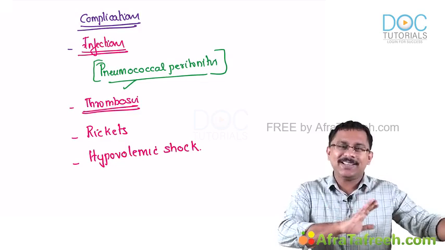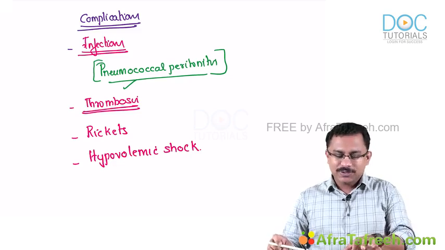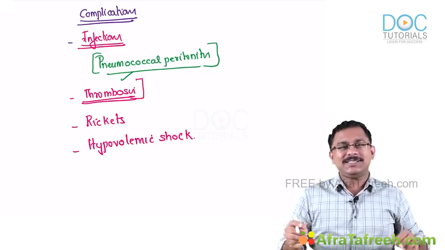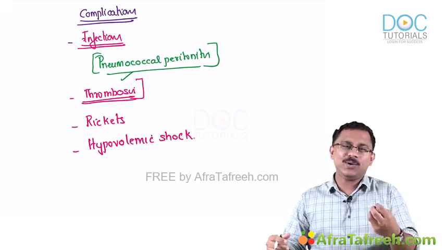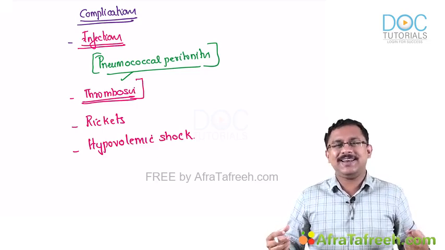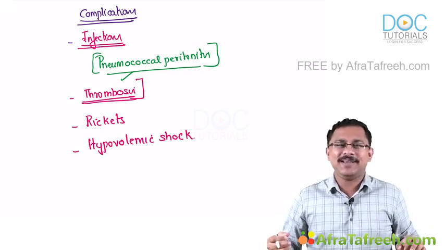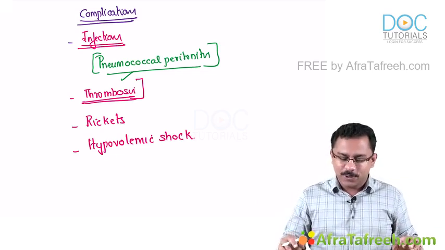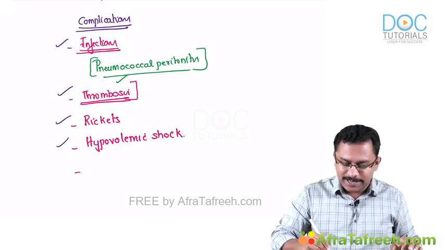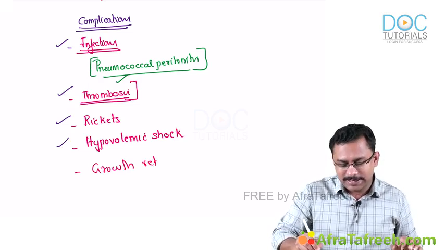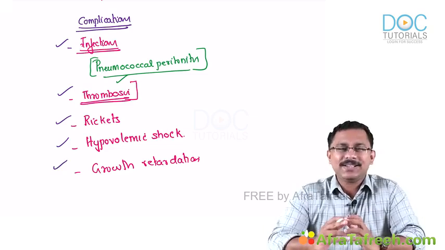So if somebody has not checked the blood pressure and keeps on giving diuretics, he might go into hypovolemic shock. And again, remember about the thrombosis. We have already seen the reasons for thrombosis. When you give unnecessary diuretics, there is further hemoconcentration developing in the individual and there can be thrombosis. The other mechanisms of thrombosis we have already seen in the previous module, where we discussed nephrotic syndrome. So infections, thrombosis, rickets, hypovolemic shock, and yes, you can have growth retardation as well. All these are the complications that may develop in nephrotic syndrome.